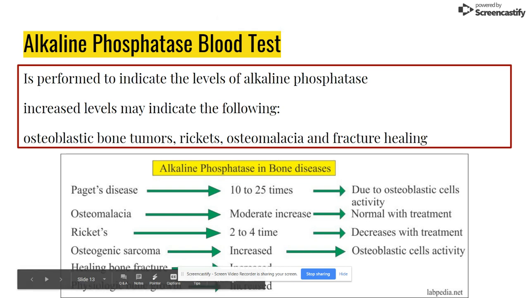We got interrupted. So basically, if your bones are growing, your ALPs are going to be elevated. If you have any questions, feel free to email me again.